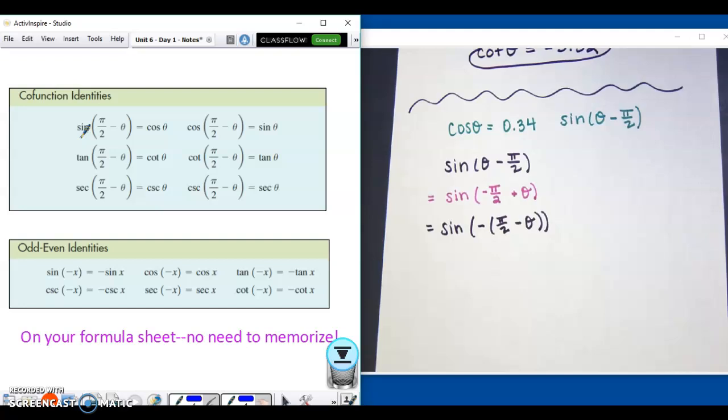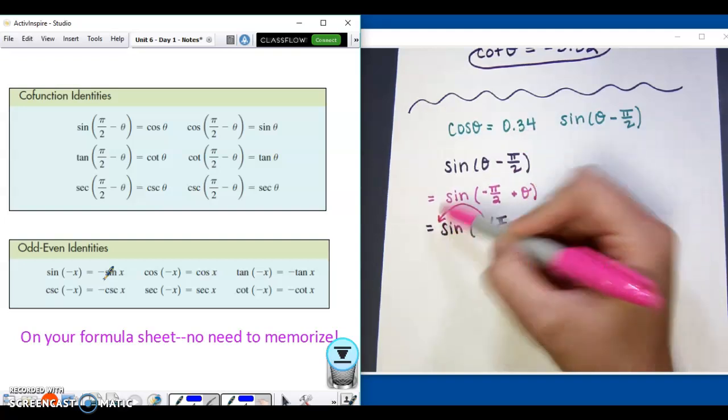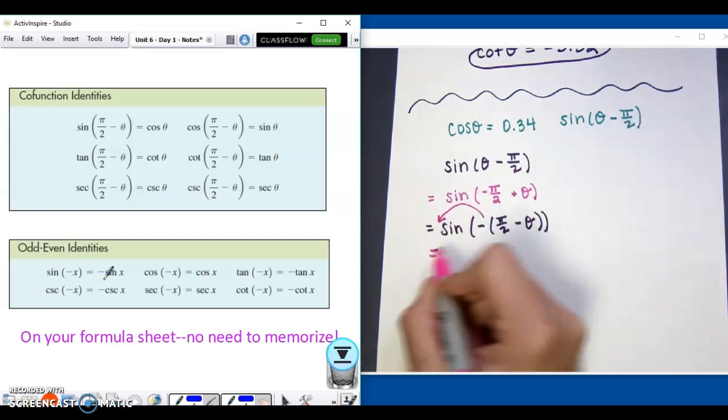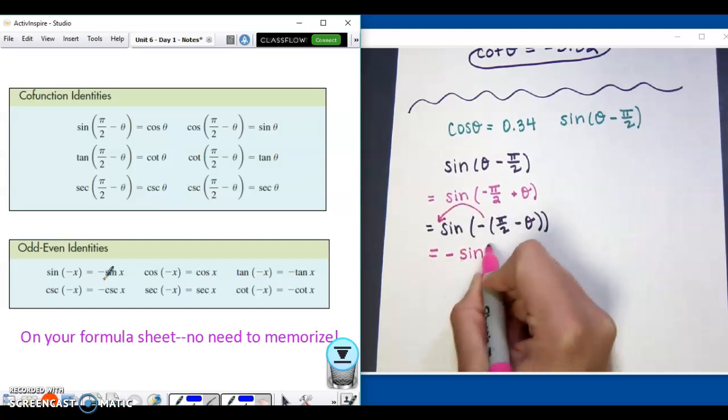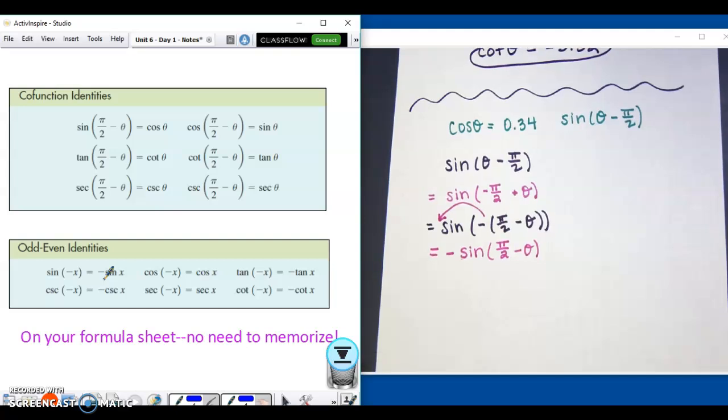So I'm going to have to come down here and look at the odd-even identity. It says if we have sine of a negative in the parentheses, that negative is actually just going to come out to the front. So that formula is telling me this negative we can really just bring out front. So this is the same thing as negative sine of pi over 2 minus theta, all because of the odd-even identity.